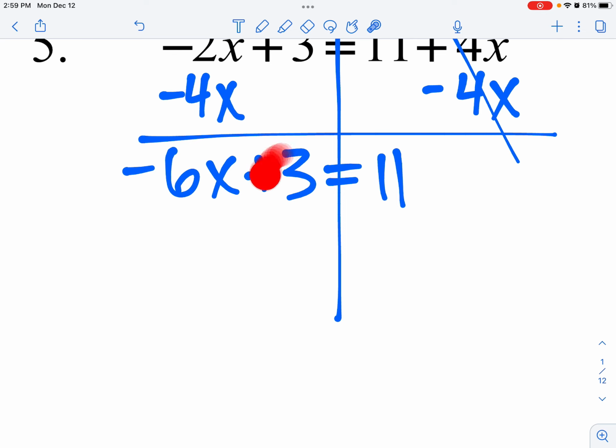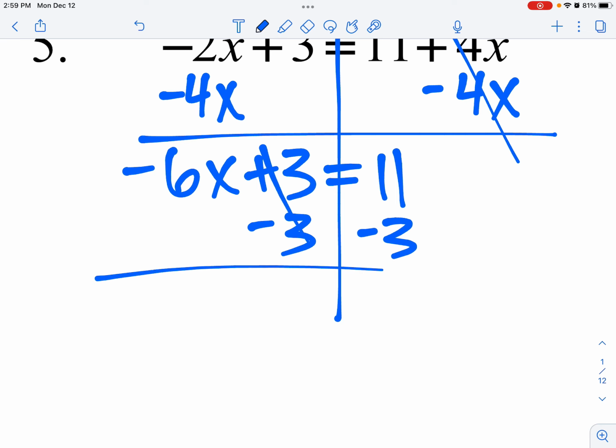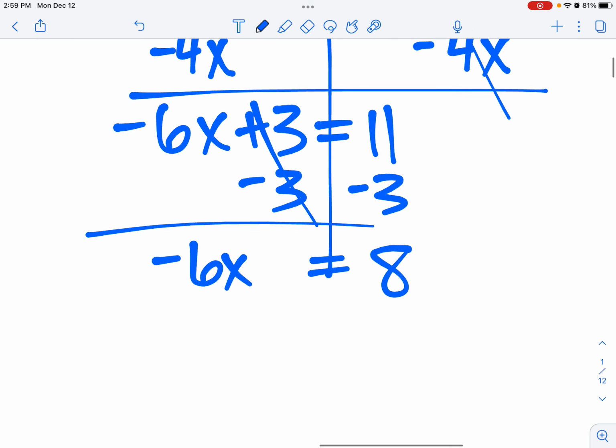Now maybe I will move the 3 over. I'm trying to get x by itself, so I want to get this plus 3 out of the way, and the opposite of plus 3 is minus 3. So now I have negative 6x on this side. Keep your equal sign. And 11 minus 3, you can combine those. Those are just whole numbers. 11 minus 3 is 8.